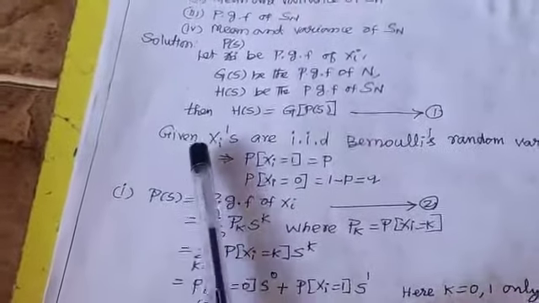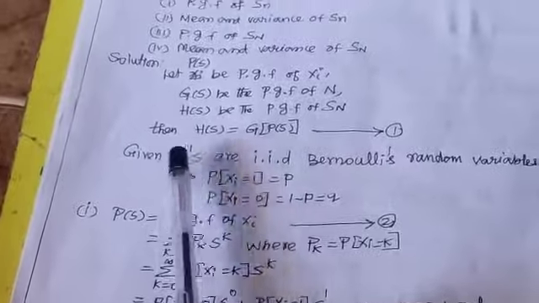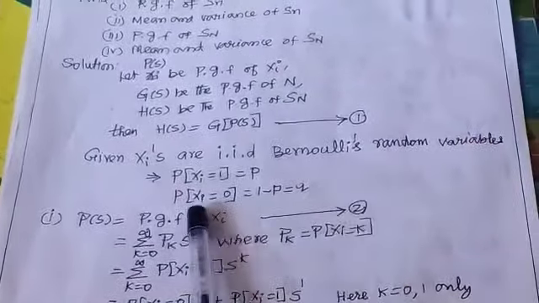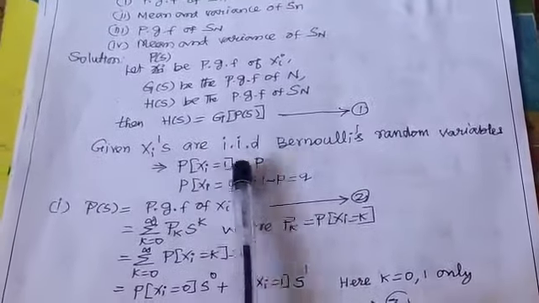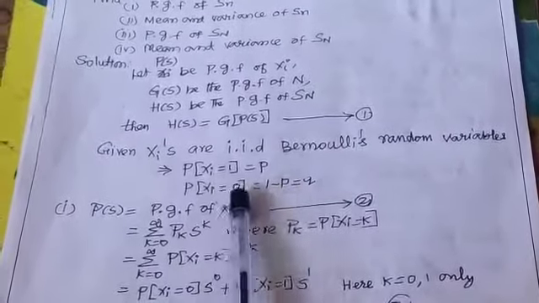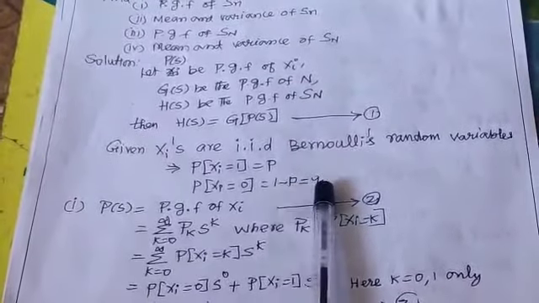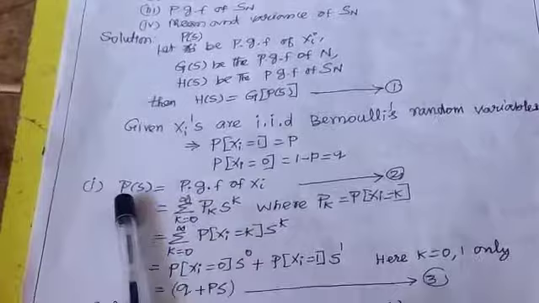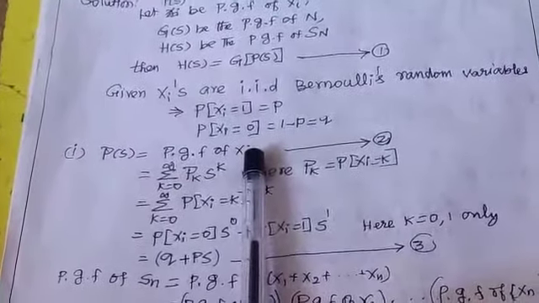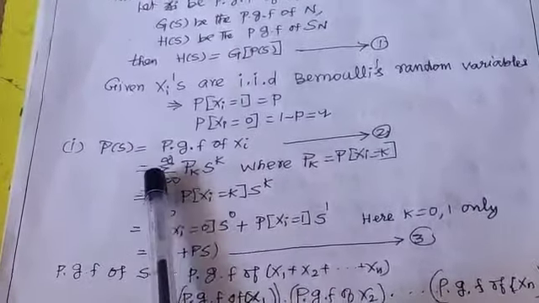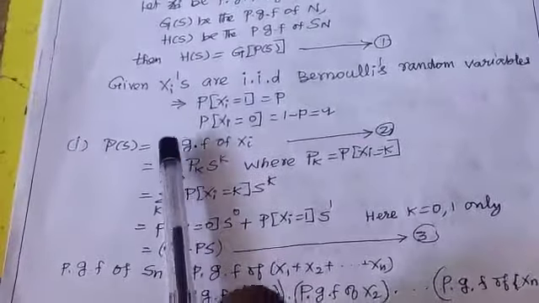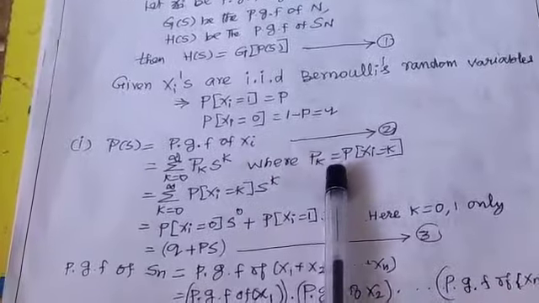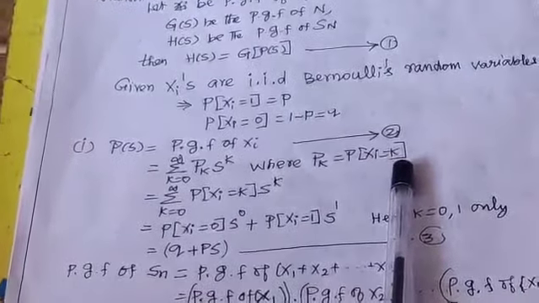So here, for the first two parts, let Xi be IID Bernoulli random variables. The distribution is: probability of Xi equal to 1 equal to p, probability of Xi equal to 0 equal to 1 minus p equal to q. So these two are the distribution part. First, P of s equal to the probability generating function of Xi, which is the summation for k equal to 0 to infinity of pk s power k, where pk is the distribution, pk equal to probability of X equal to k.